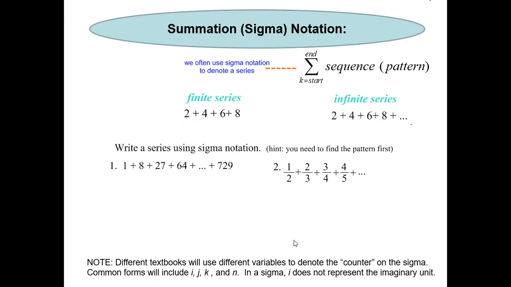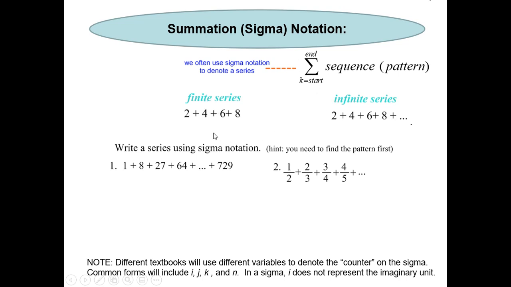Summation or sigma notation, very common in mathematics, uses the capital sigma that you see, and below it we have some index. It could be i, j, k, n. It doesn't really matter, but we're going to use it inside the sequence or pattern to help us add them all up. We start with some index here, and we're going to end with the index that's listed on top. We'll look at some examples of this.